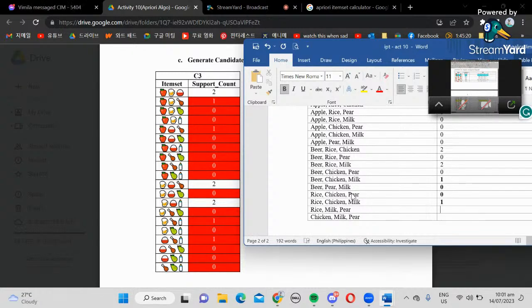And then tingnan natin si Nicole. Nicole, anong gusto mong conviction dito? Ano po, ma'am? Conviction, you're going to compute the conviction. Ano dito ang pipiliin mo? Wag lang yung 1 ha, sabunutan kita. Okay.